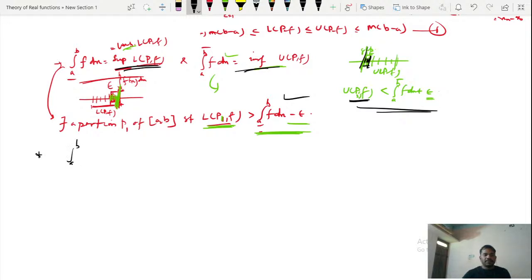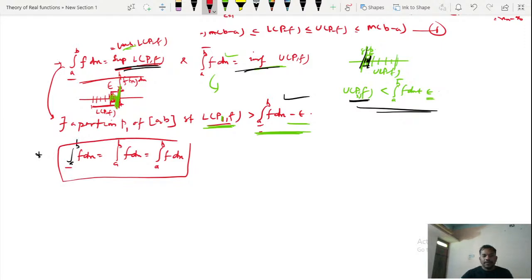After knowing this, suppose this is your lower Darboux integral of f dx. If this is equal to your upper Darboux integral of f dx, then we say that this is the integration of f from a to b, and f is Riemann integrable on closed [a, b]. So these things we already completed, and some problems also.